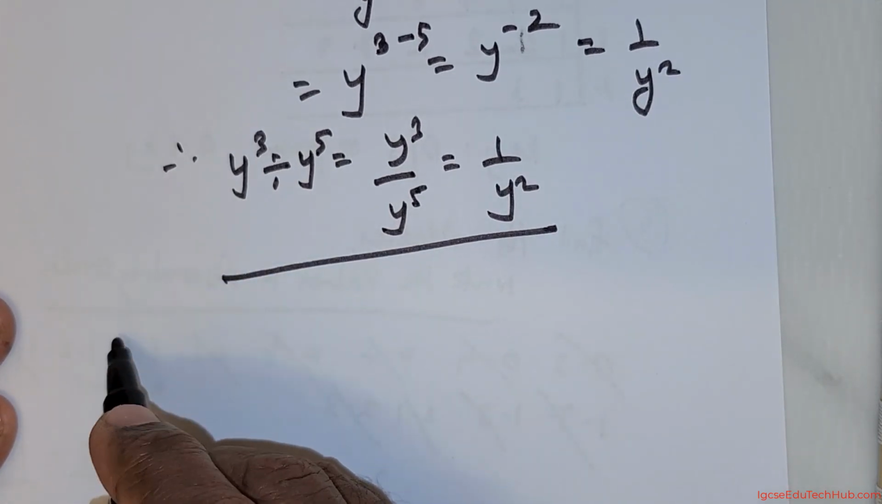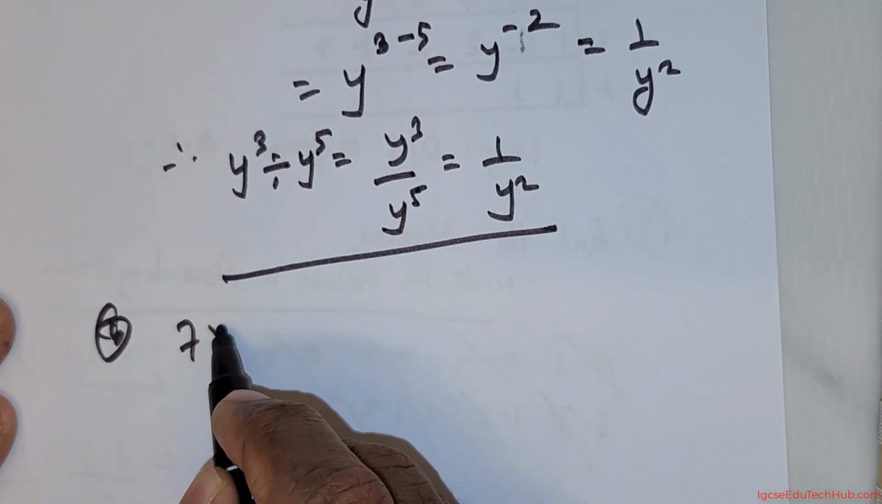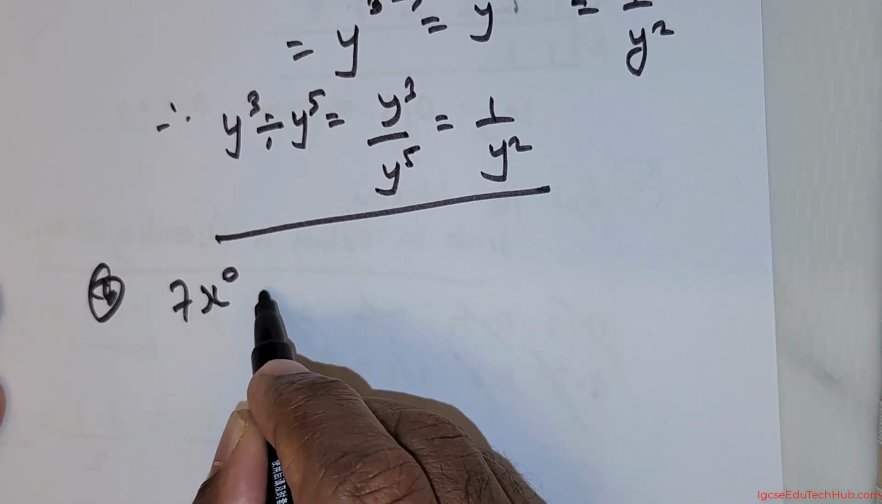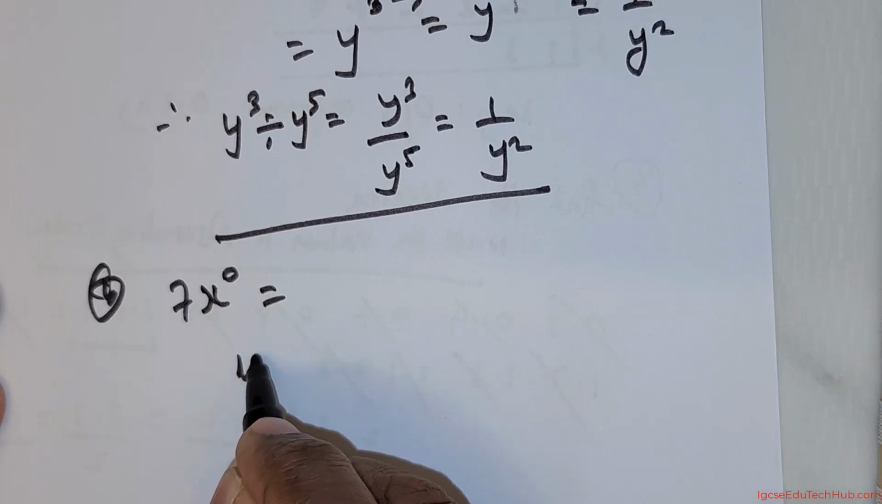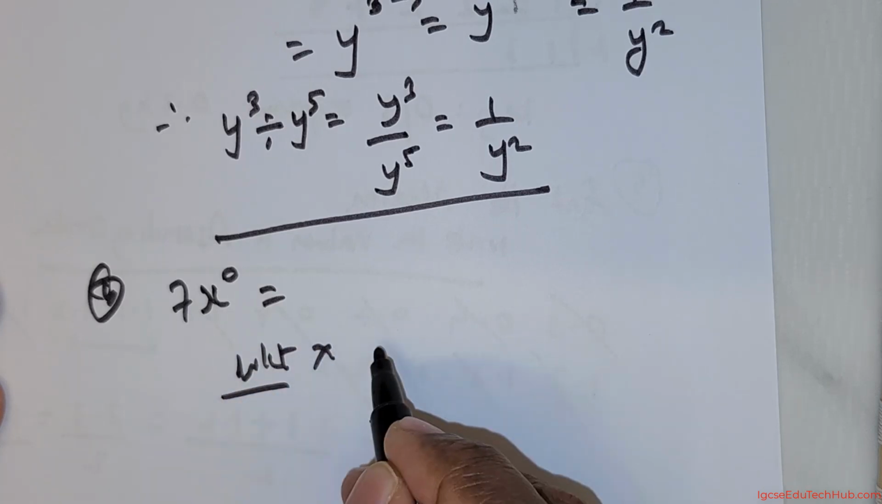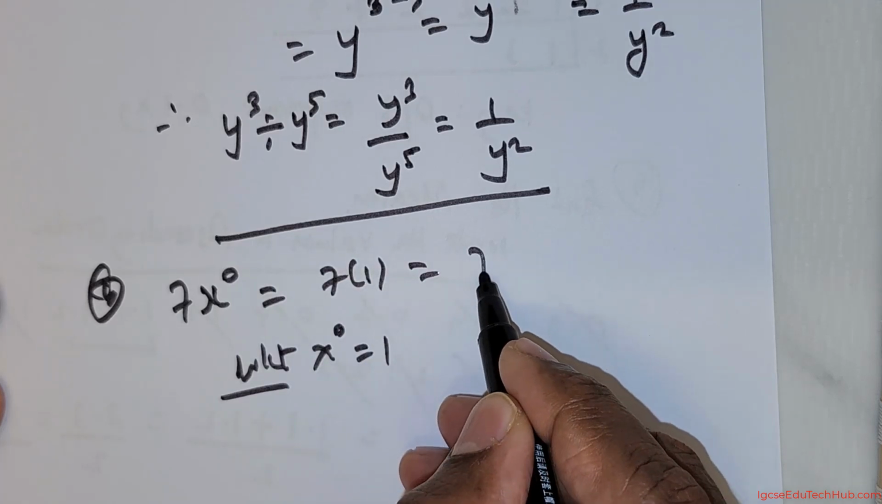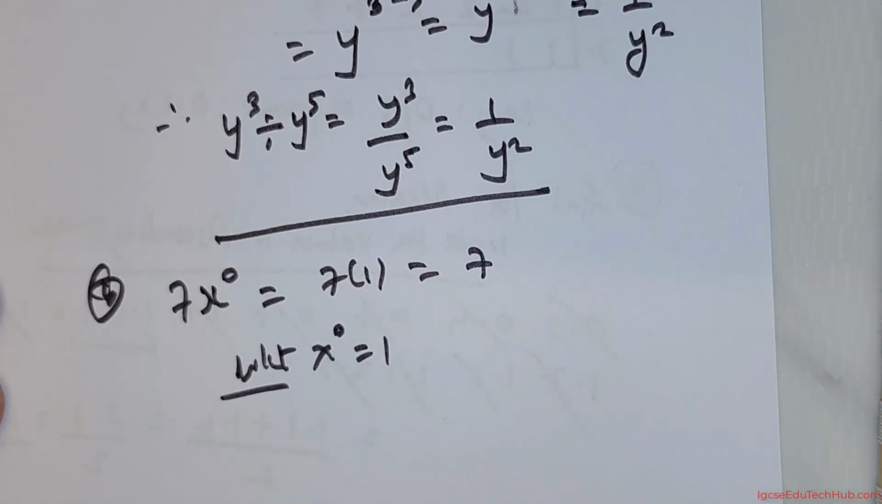Now the next question is B, 7 times x raised to the power of 0. Now what is this? We know that x raised to the power of 0 is equal to 1. So this means 7 times 1, which is equal to 7. So that's the solution for this question.